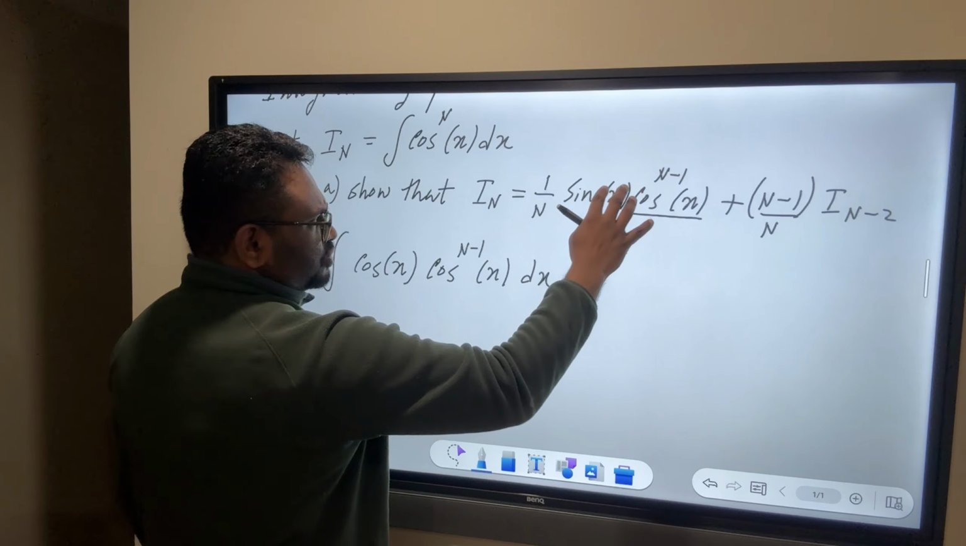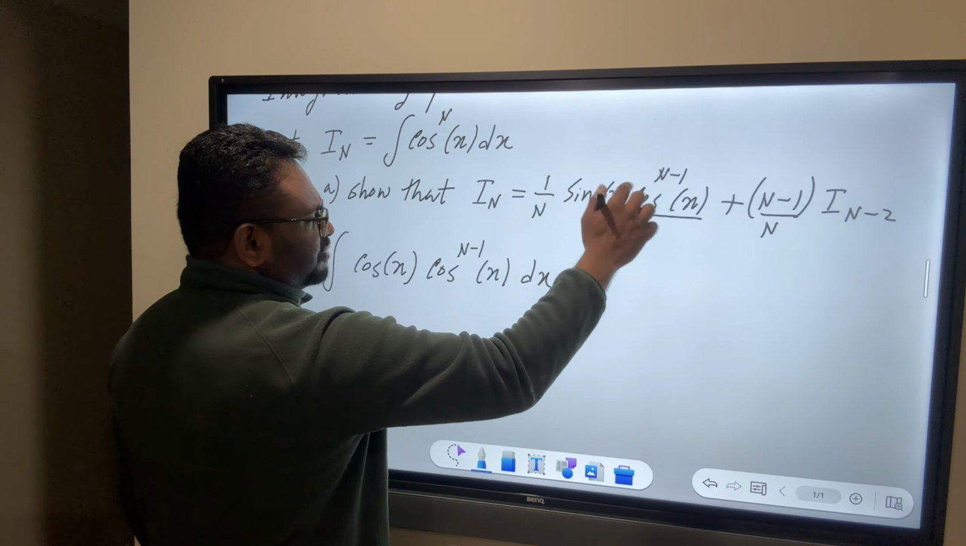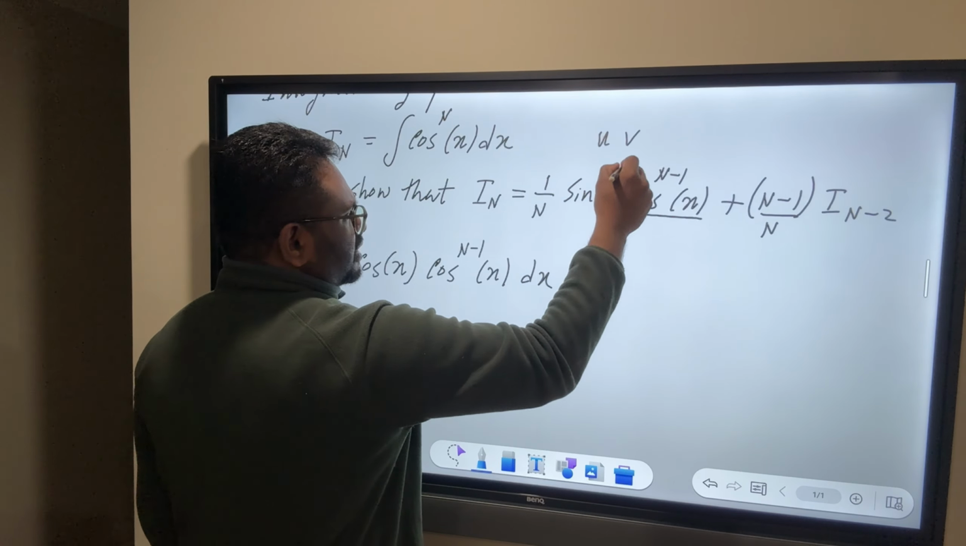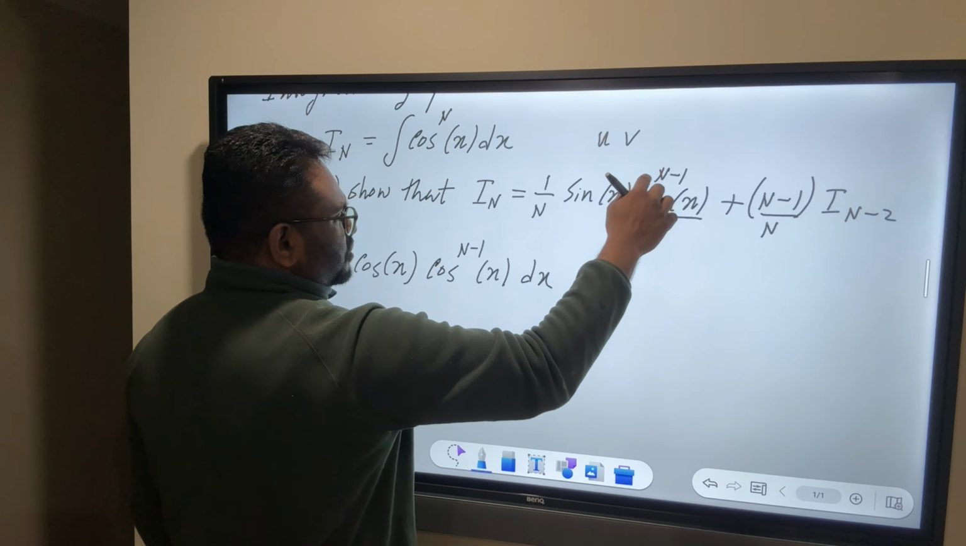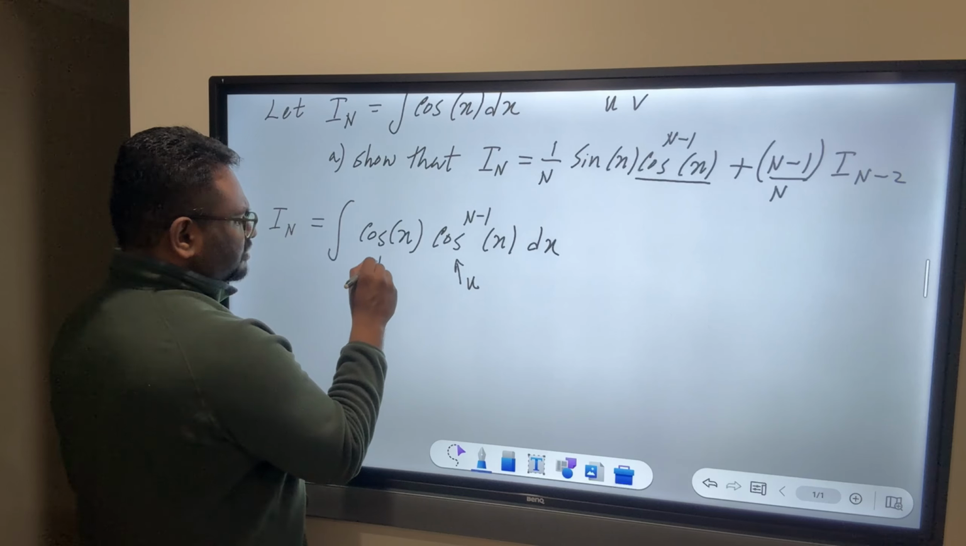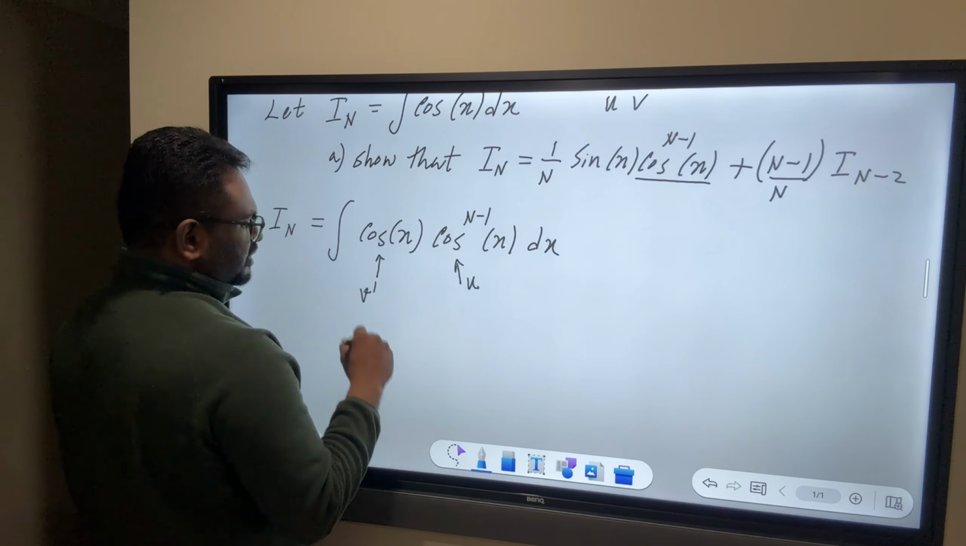Because this term we should know, this term is nothing but uv, right? So one of the terms should be this. So we are going to choose this to be u. Then exactly this will be copied here. So that's the clue. So that vision is what we should have when we try to construct. Okay. So this is u. This is going to be v prime now.